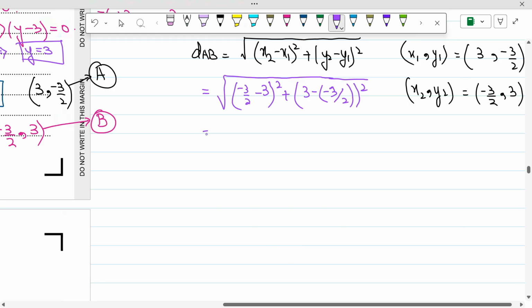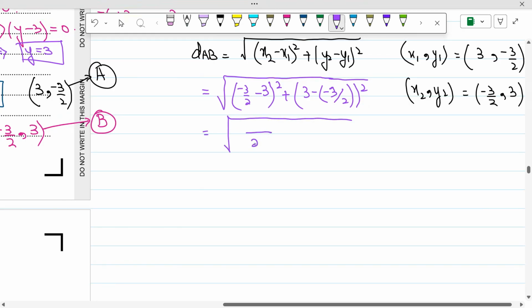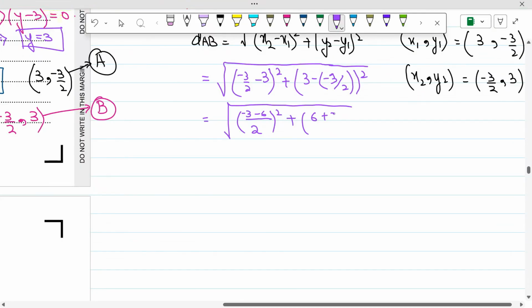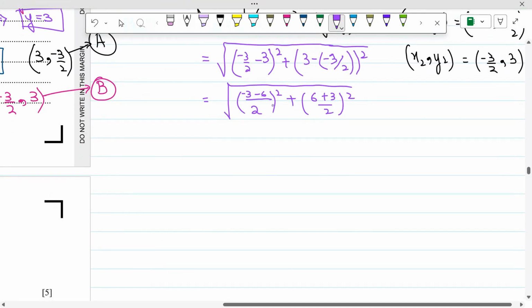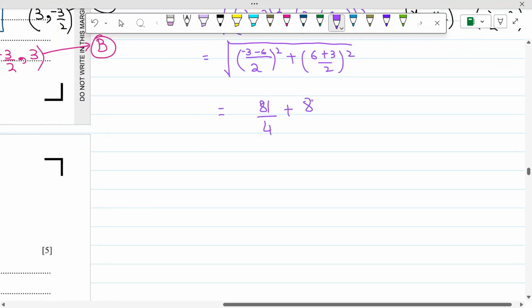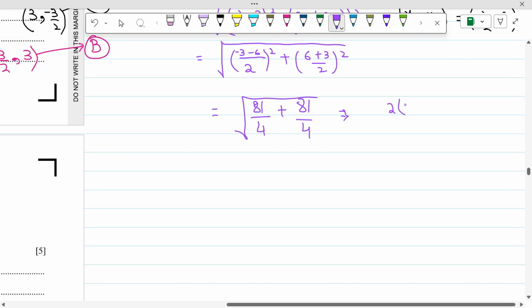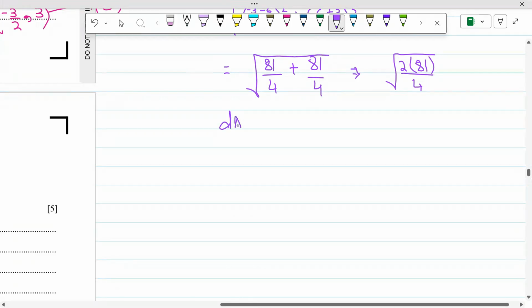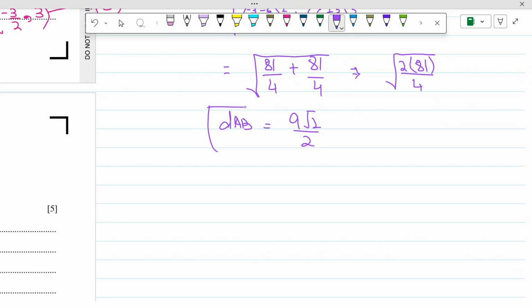Further solving, we will have the square root of 81 over 4 plus 81 over 4. So we will have the square root of 2 times 81 over 4. So the distance AB equals 9 root 2 over 2, which was required.